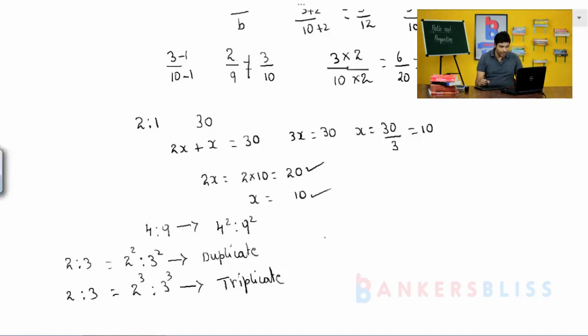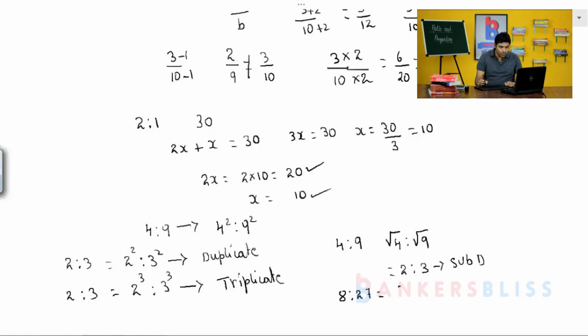Next, for example, you have a ratio like this, 4:9. Then square root of 4 is to square root of 9, which is equal to 2:3, is the subduplicate ratio. So, if you take the root of the terms of the ratio, then you get the subduplicate ratio.